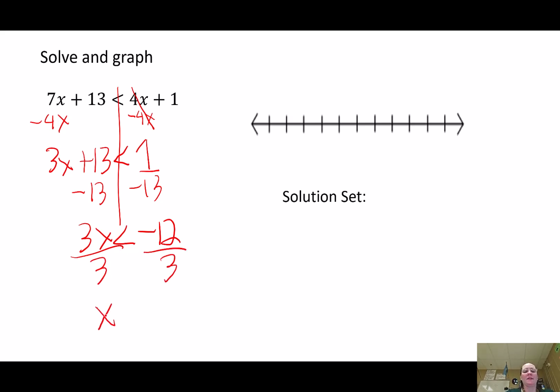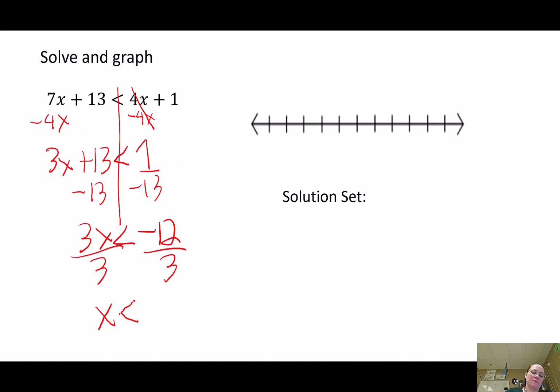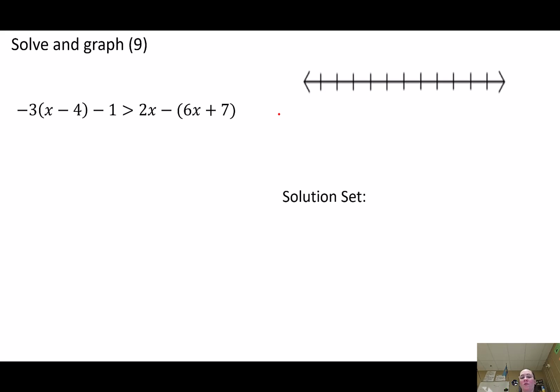So x is, remember, I only flip the sign if the number with the variable is negative. So in this case, I would not flip it because the 3 was not negative. So we're going to have it at negative 4, we're going to have an open circle, and since it's less than, we're shading to the left. Now remember, with the shading, it only works if your variable is on the left. And we'll look at one with a variable on the right.